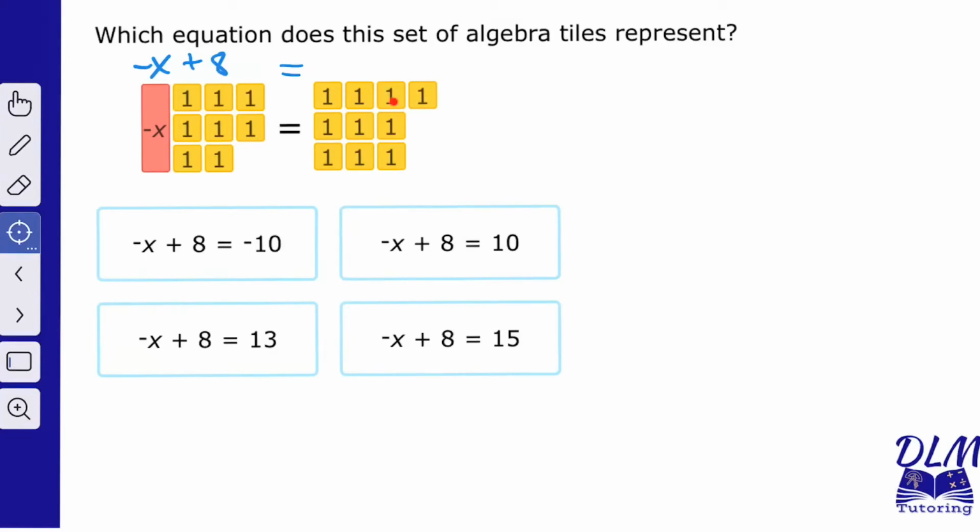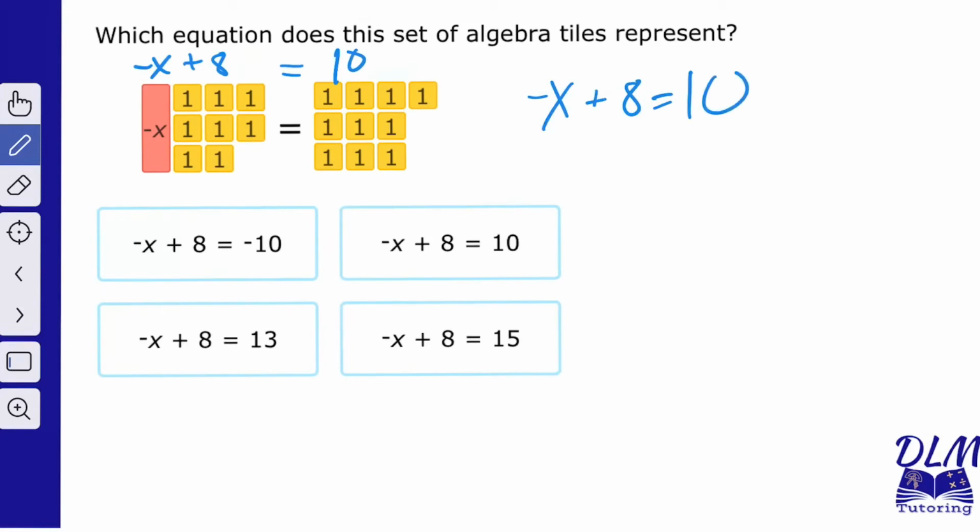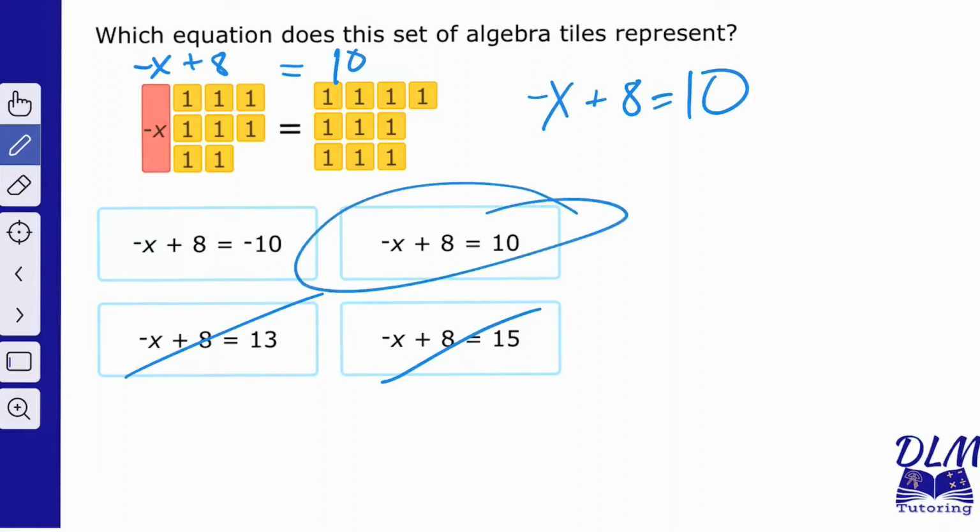1, 2, 3, 4, 5, 6, 7, 8, 9, 10. So the other side is equal to 10. So the equation I come up with is negative x plus 8 equals 10. When I look to match against my choices, if it doesn't end in a 10, it's not going to be a good choice. So these two are first eliminated. Then I see that it has to be a positive 10 like I have, so my answer is right here. Remember, always do your work first, then check the multiple choice answers.